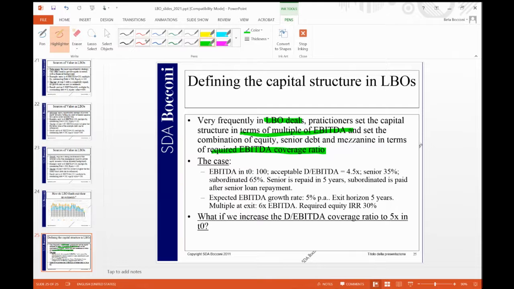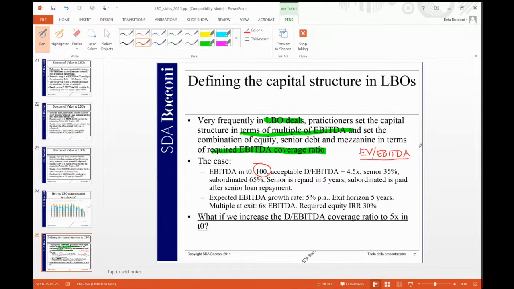The point for us is then to identify which enterprise value to EBITDA we can pay given some key parameters available in the marketplace, which is exactly what I'm going to show you with this example. Suppose, for example, this case. Suppose that we are targeting a company in T0 whose level of EBITDA is 100.